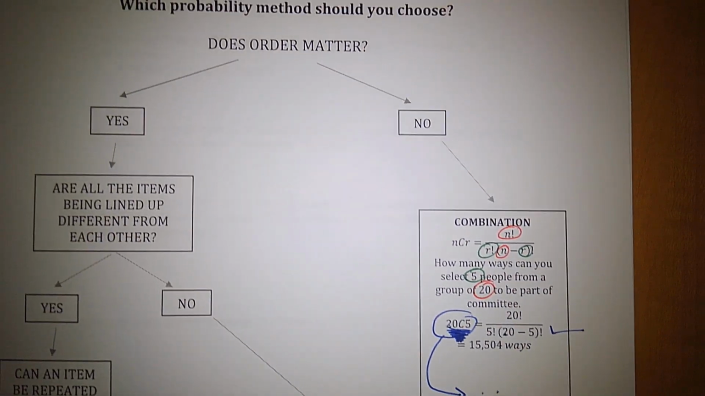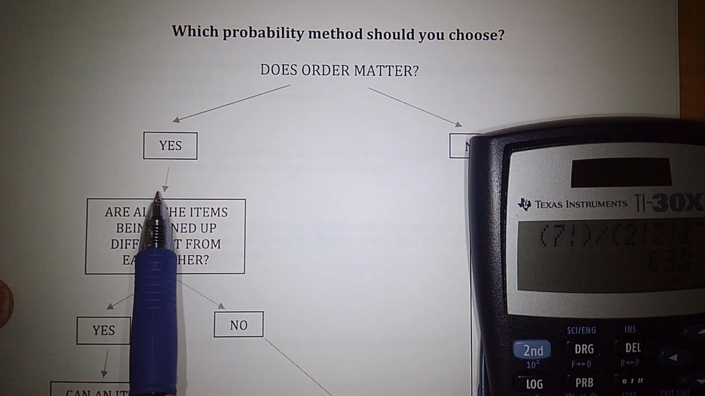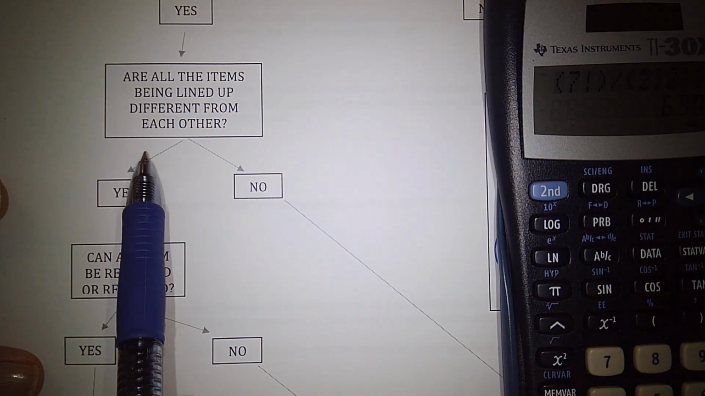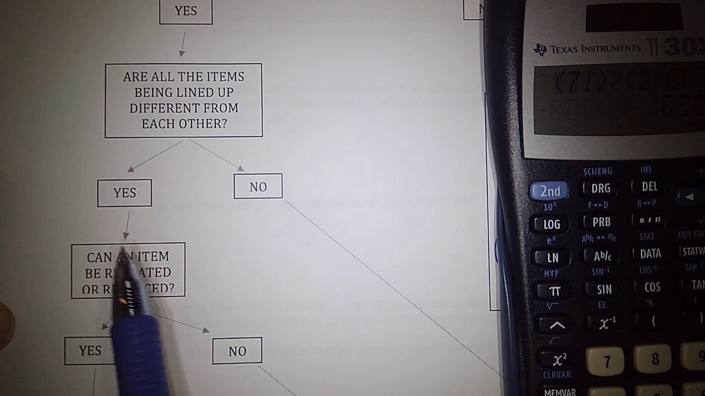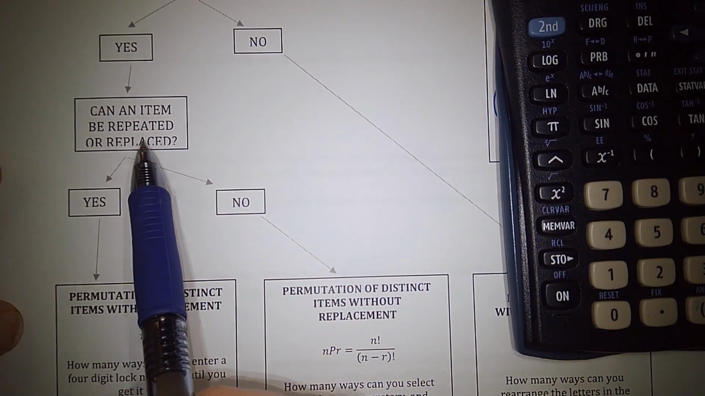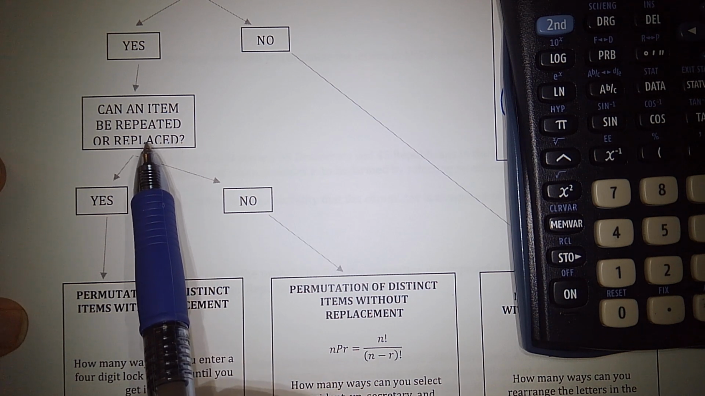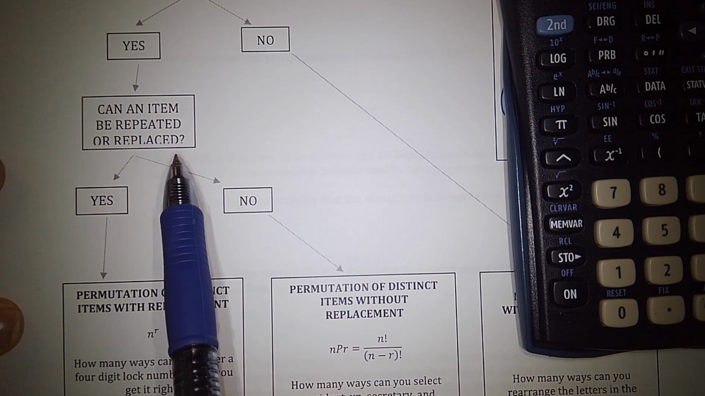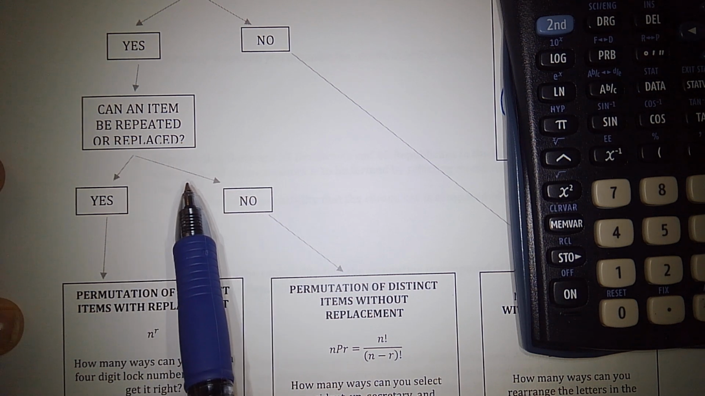Okay, so now back to the top. What if we said order does matter? Now we decided all of the items are actually unique and they're all different from each other. Now you ask yourself, can an item either be repeated or replaced? In other words, can I repeat the same item twice? Or can the same name be picked 2 times in a row? Or the same card or the same digit be used?